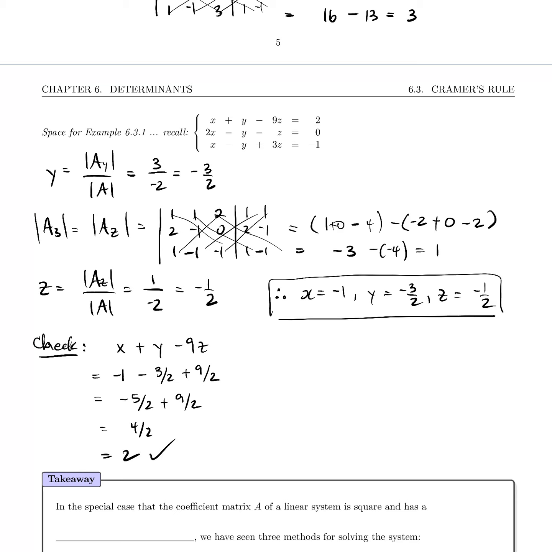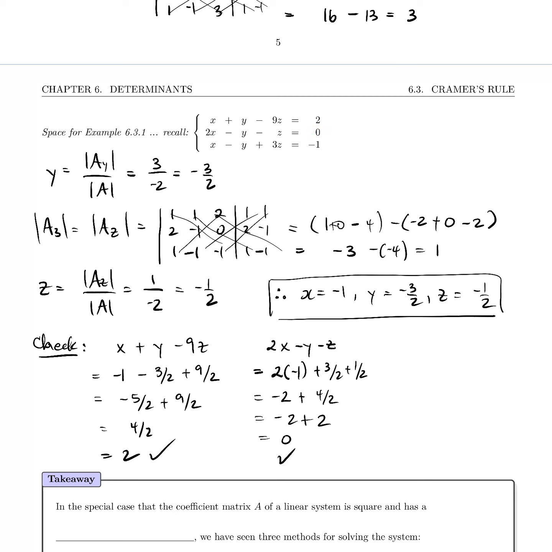Now for a linear system, you remember you've got to satisfy all the equations, so we have to check all of them. So 2x minus y minus z, we're hoping to get 0 here, so 2 times minus 1. Minus minus is plus 3 halves, and minus minus again is plus 1 half. So I've got minus 2 plus 4 over 2. That's minus 2 plus 2, which is 0. Again, that is exactly what we were supposed to get for the second equation. So we are looking good.